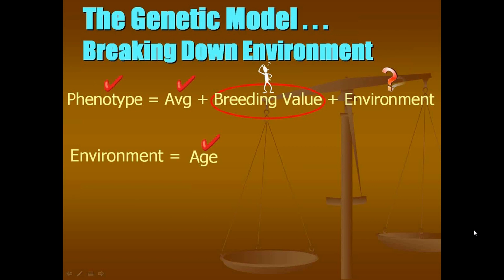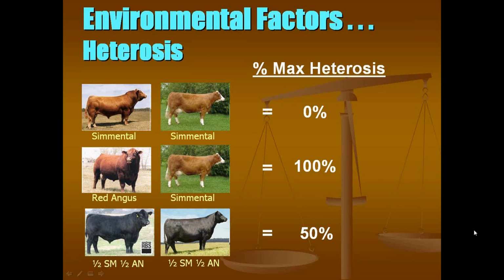So what else is a component of environment? Well, heterosis. Heterosis is actually an environmental effect, and I'll explain to you why. If we look at heterosis, percent of maximum heterosis is the ultimate level, or the ultimate gain from crossbreeding that we can achieve through heterosis.